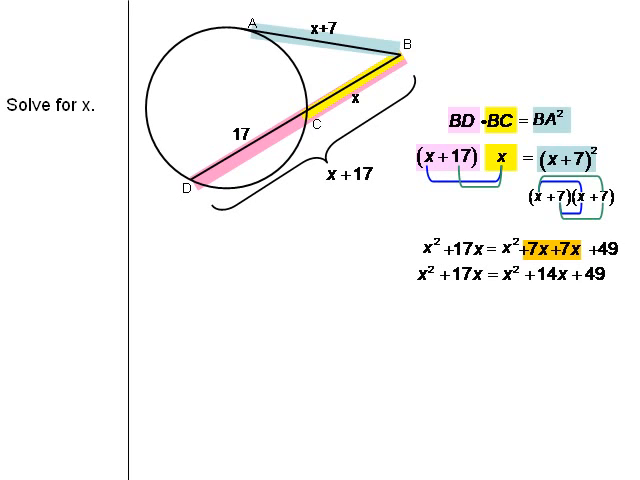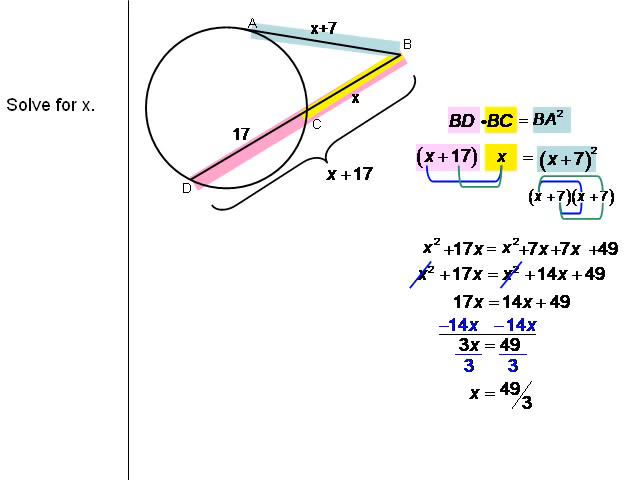Now the next thing I notice is that I have x squareds on both sides, and those cancel each other out. So I'm left with the equation 17x equals 14x plus 49. I subtract 14x from both sides and get 3x equals 49. I divide by 3 and get x equals 49 thirds. You can go ahead and leave that as a fraction.